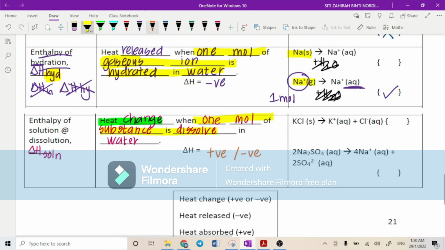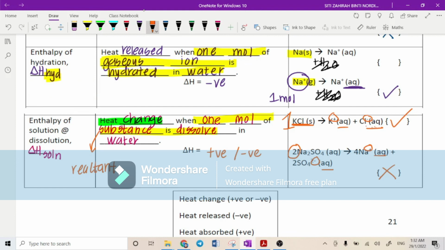So this would be your reactant. The reactant would be 1 mole. Again, it is dissolved in water, so all your products should be in aqueous form. So what is the 1 mole that is being dissolved? That would be the KCl. The second example is wrong because we did it with 2 mole of Na2SO4. So we only require 1 mole of a substance dissolved into water to form gaseous ion.